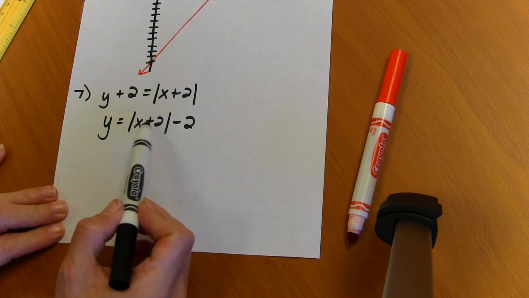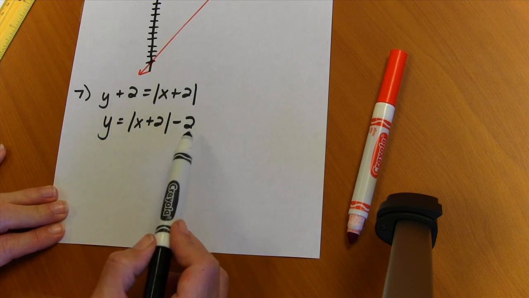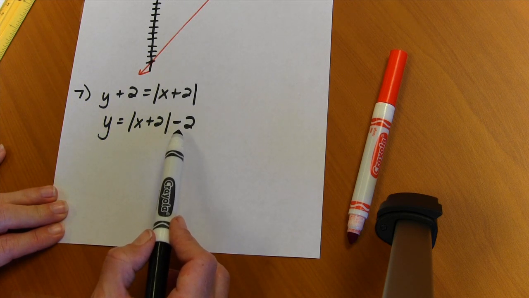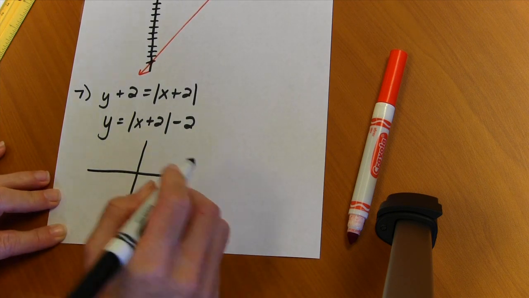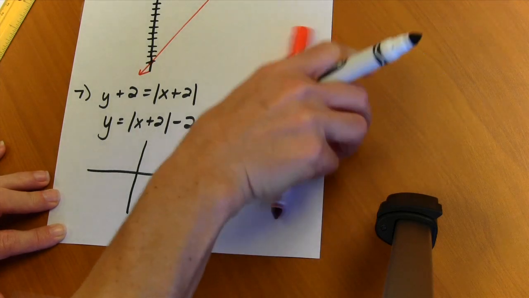Remember the shortcut we learned. Inside the bars moves the V left or right, opposite the sign. Out at the end, that is our up-down shift, same as the sign. So when we graph this, that is going to move it left 2.